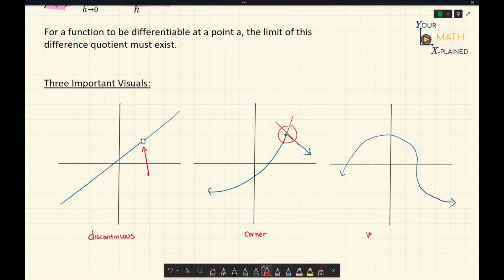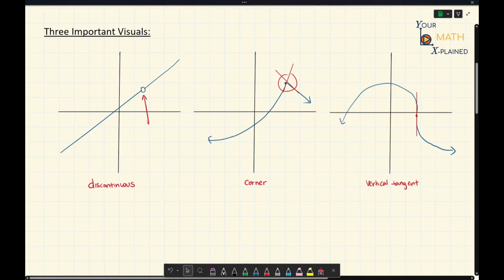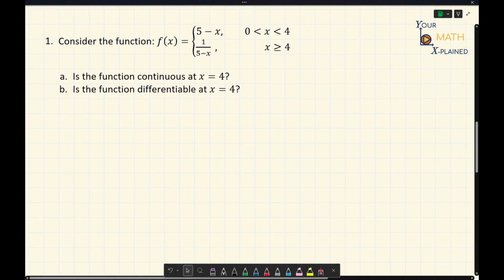And the third case is when we have a vertical tangent. So here, this graph looks continuous and it also looks smooth, but it gets infinitely steep. So right around here, we can see that we have a vertical tangent, which means the slope is undefined. So therefore, this graph is not differentiable there. And this is the same idea as when we learned about linear equations and how vertical lines have an undefined slope.